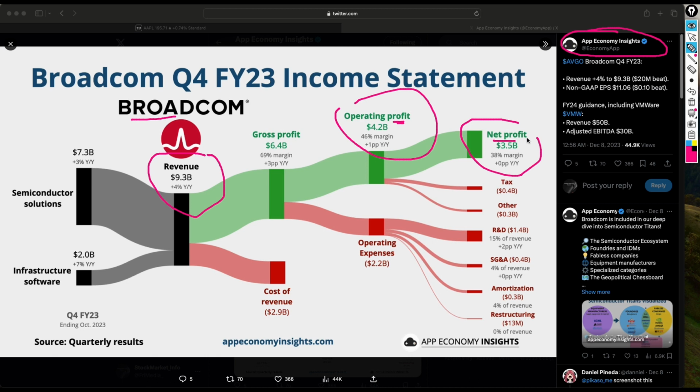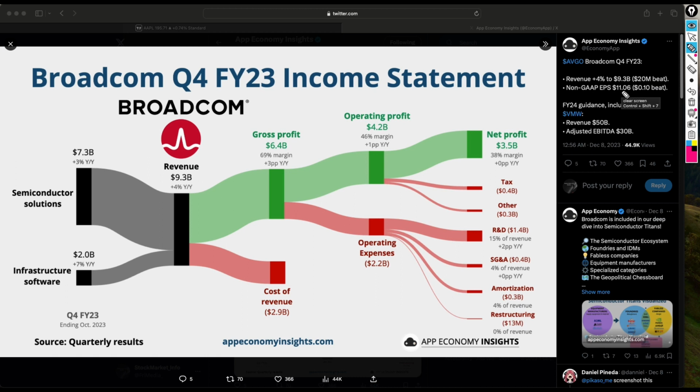In this image, there is no information about the earnings per share in the image itself, but if you look at the tweet itself, you can see that there is the non-GAAP EPS of $11 per share. Remember, when you are a shareholder, your share is making you money. So the earnings per share is how much money each share you own is making you. So in this case, each share earned about $11.06 or so. So this is good.